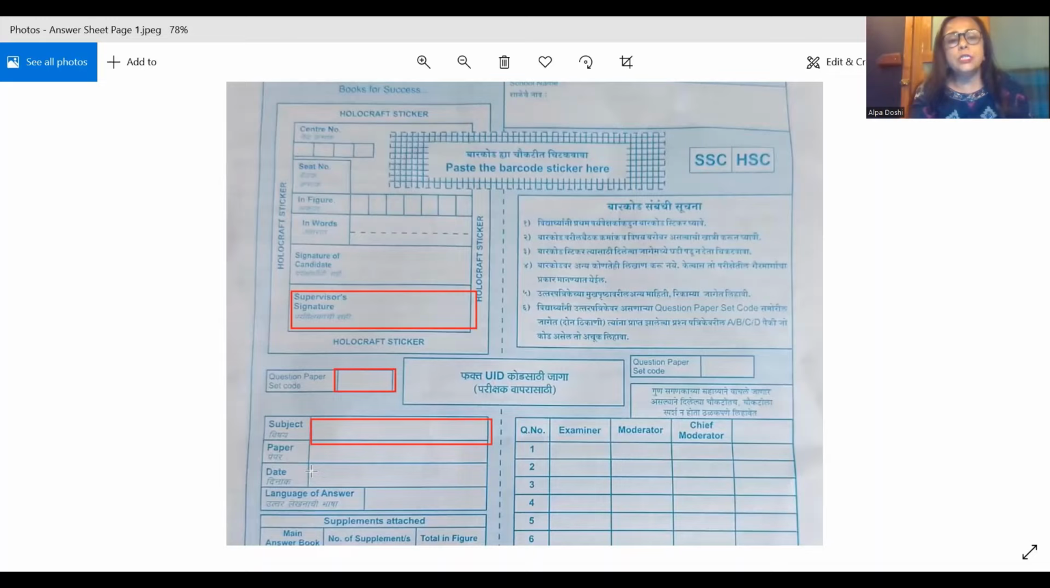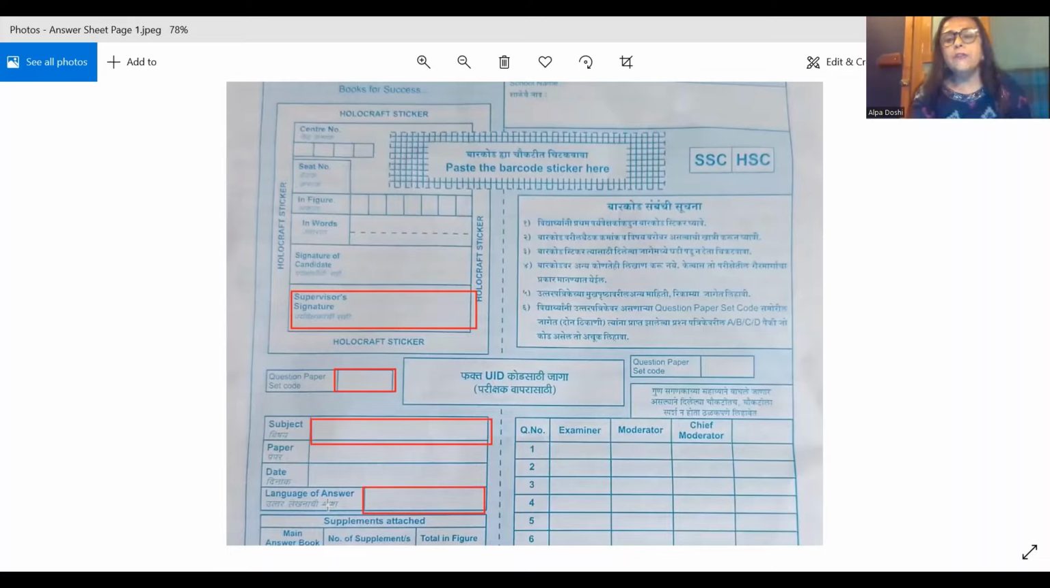The date, of course, is mandatory. And language of answer, you will have to mention the language in which you are writing down your answer. If you're writing in English medium, whatever is your medium of instruction is what you will write here. So that's what we have. These instructions also appear in the hall ticket.